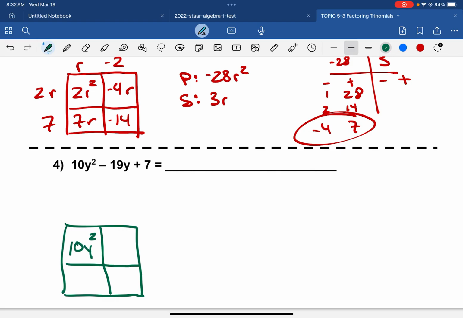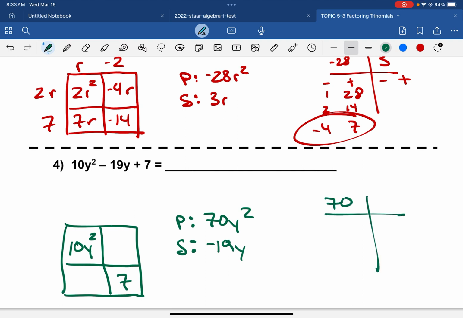So that's 10y squared. This would be 7. I need numbers that have a product of 70y squared. Oh my gosh, that's a big number. And a sum of -19y. So multiply to give me 70, add to give me -19. In order to multiply to produce a positive and add to be a negative, both numbers have to be negative.